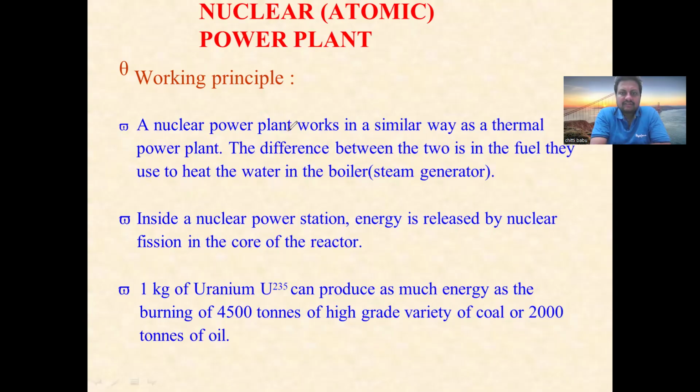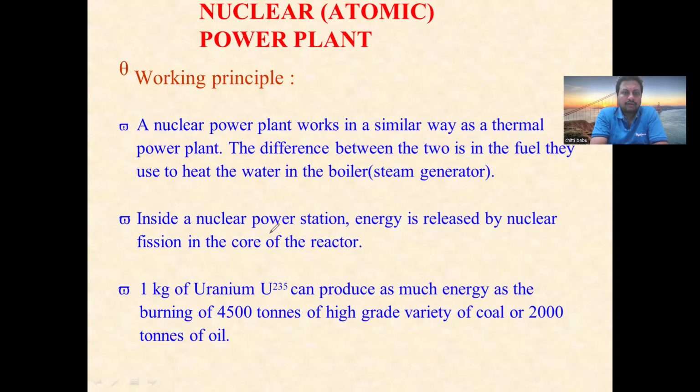The nuclear power plant works in a similar way to the thermal power plant. The difference is the fuel they use to heat the water in the boiler. In the steam power plant or thermal power plant, we use coal for the generation of steam. We need to use a combustion boiler, where the source of combustion is coal. We need to burn the coal in order to generate the steam. Whereas in the nuclear power plant, we are using uranium.